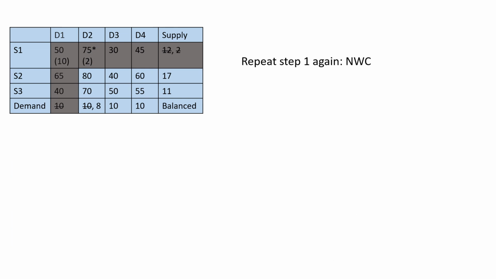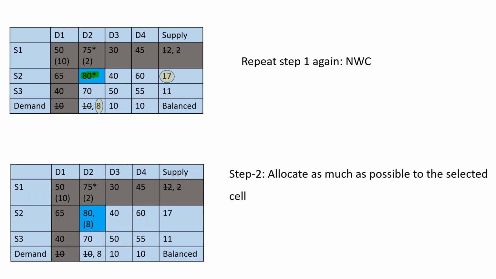From here, this one is the northwest corner. The corresponding supply and demand are 8 here and 17 here. So we assign 8, which is the smaller one. Then we adjust the supply and demand: subtracting 8 from 17 leaves 9, and subtracting 8 from 8 becomes 0.